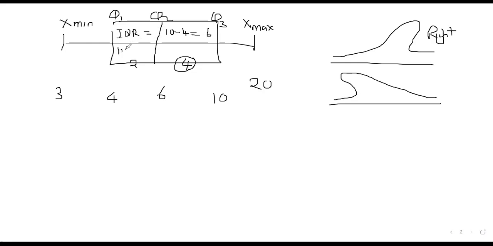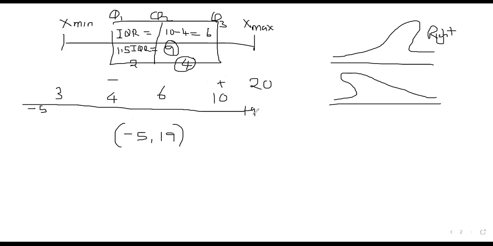Then you apply 1.5 times the interquartile range. What do we get? We get 9. So this 9, you add it on the upper quartile and you subtract it on the lower quartile. So 9 plus 10, we get 19. 4 minus 9, we get negative 5. So the range, negative 5 to 19, is able to identify which one is your outlier. It's like you put a rule here. Any numbers outside this rule are called outliers. The 3 is inside, it qualifies, but the 20 is outside this rule. So we call the 20 an outlier.